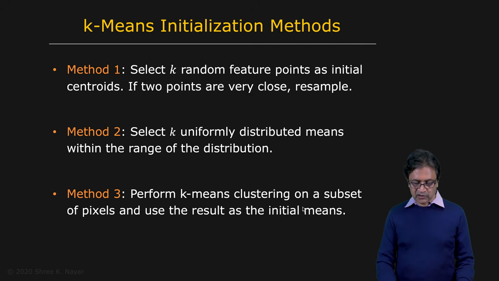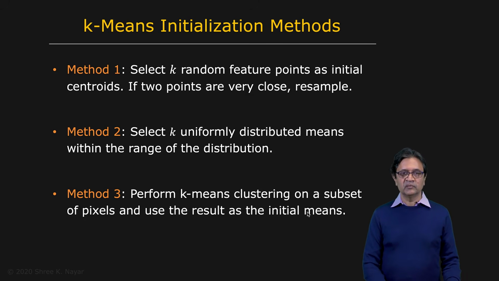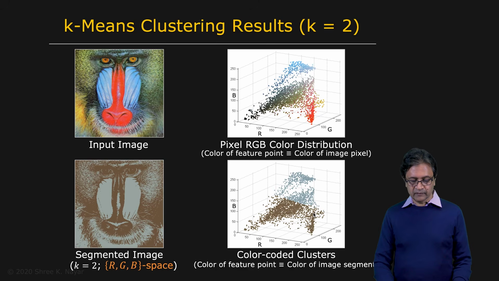So perform k-means clustering on a subset of pixels, use the result as your initial means when you're applying it to the entire image. So let's take a look at how this works. So here is your image again, your mandrill image, and let's say you say k is equal to 2. Obviously, there's a lot more than 2 segments here, but let's just go with that. Here's your distribution in feature space, RGB space, and it gives you these 2 clusters. Again, the colors assigned here are the average values of the colors of all the points that belong to a cluster. And then you go back and relabel your image, you get these labelings.